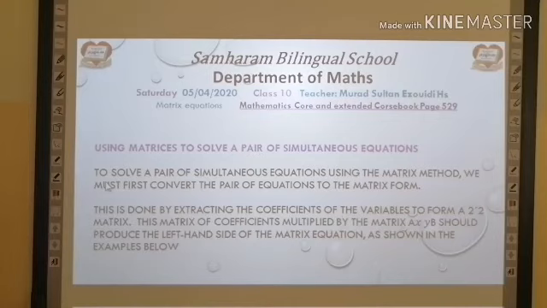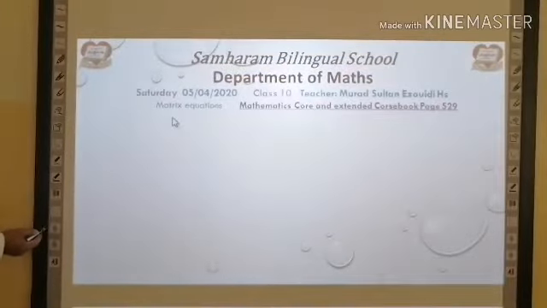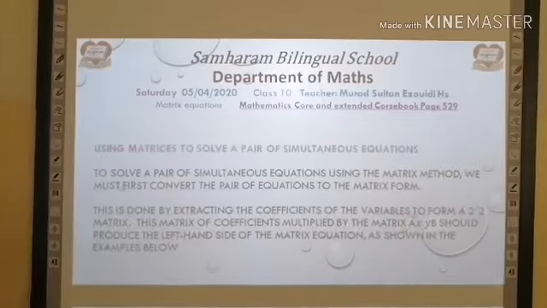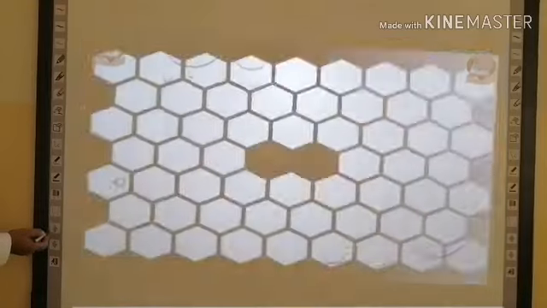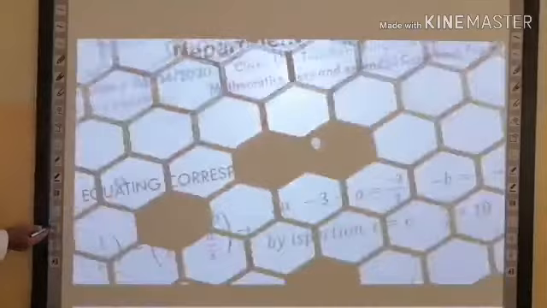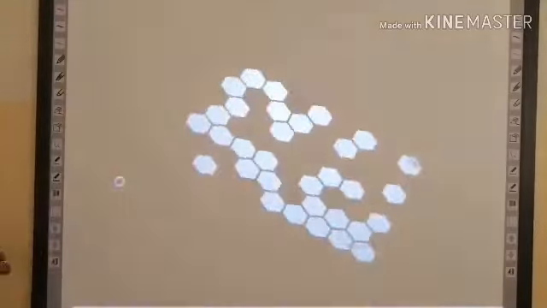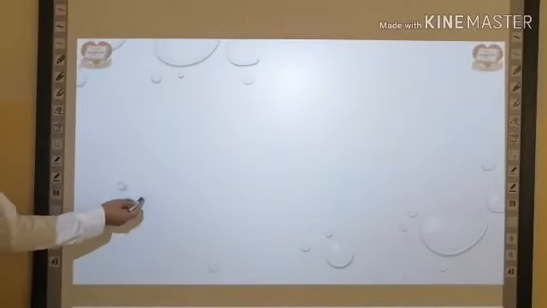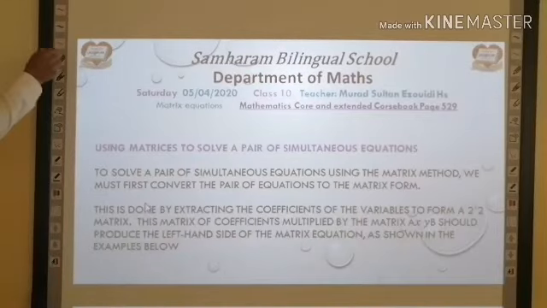Matrix equation. Using a matrix equation to solve a pair of simultaneous equations.